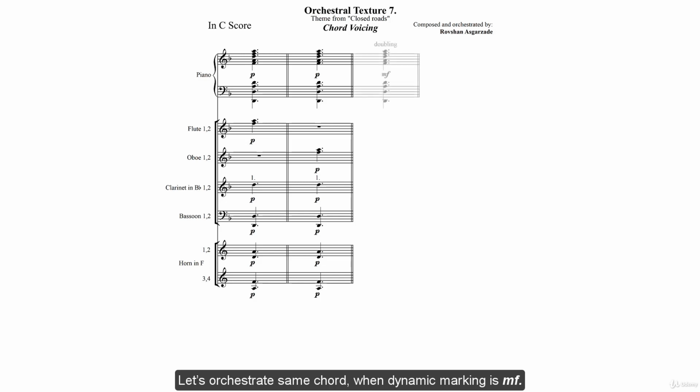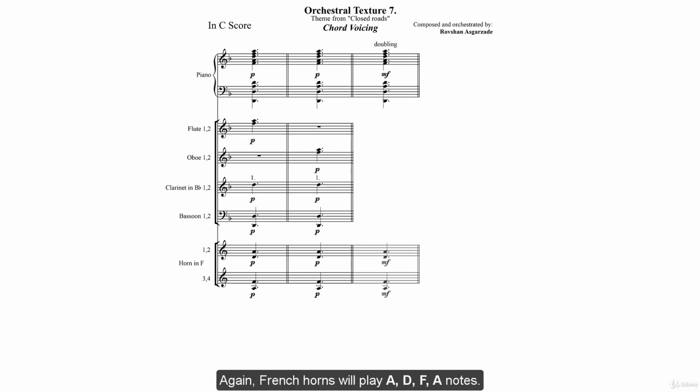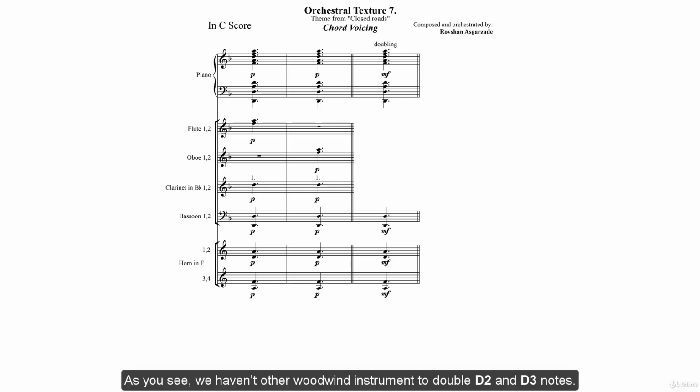Let's orchestrate the same chord when dynamic marking is mezzo forte. Again, French horns will play A, D, F, A notes. And we have D2 and D3 below the horn parts. So, first bassoon takes D3 and second bassoon takes D2. But bassoon parts are weaker than horn parts. As you see, we haven't added a woodwind instrument to double D2 and D3 notes.